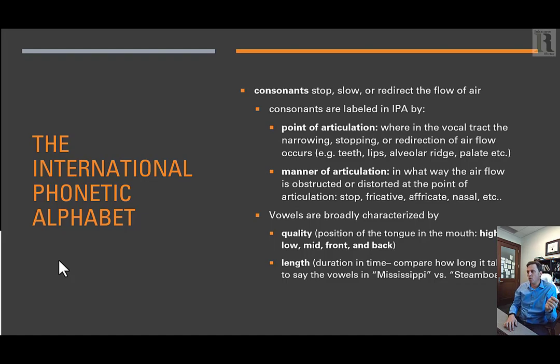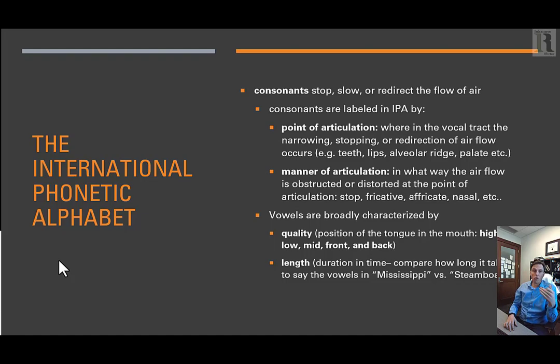They're designated according to two main things. One is the point of articulation. That's where in the vocal tract the narrowing, stopping, or redirection of airflow occurs. Is it the teeth, as in th, or is it the lips, as in buh? Is it the alveolar ridge, that little bump behind your teeth on the top of your mouth, as in duh or nuh? Or is it the palate, as in guh or kuh, farther back in your mouth?